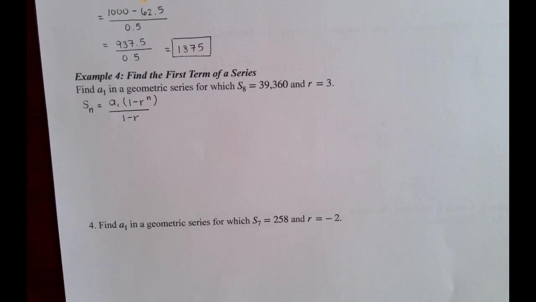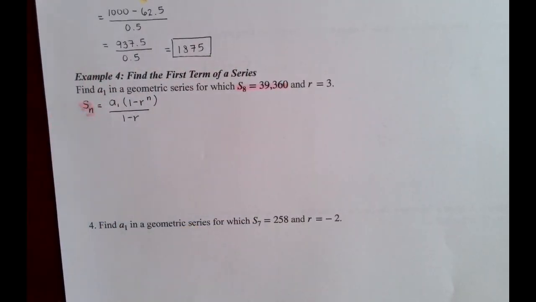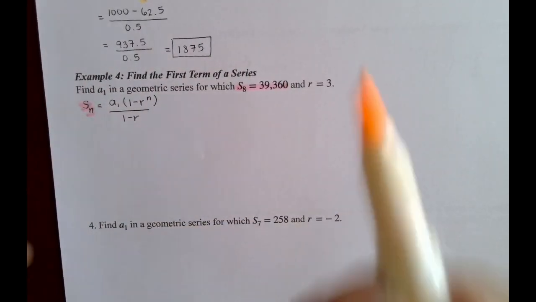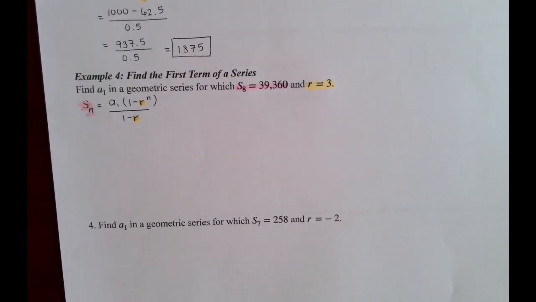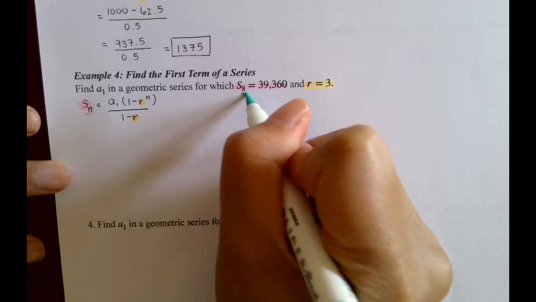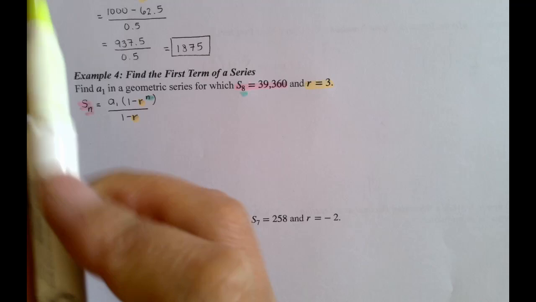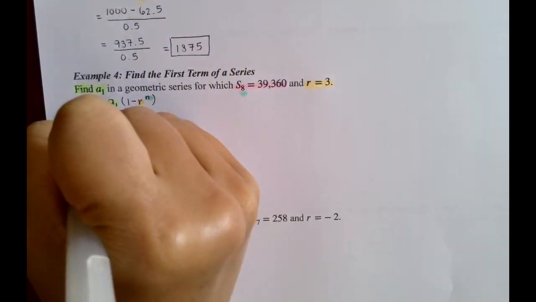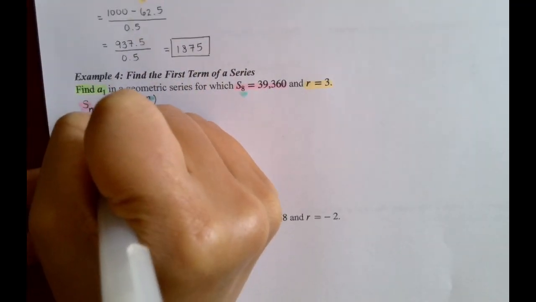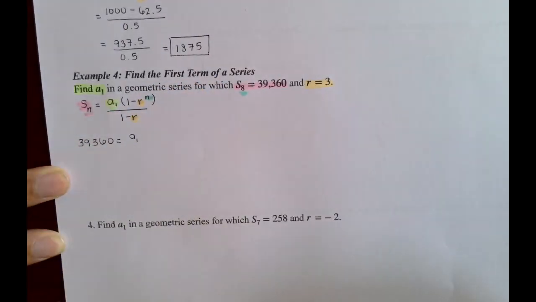Because I know what the sum is, and I know what the ratio is. And since this is s sub 8, I know that n is 8. All I need is to find a sub 1, so only the yellow here will be my unknown. Plugging in what I know, the sum of this series is 39,360. I'm going to find the first term, so it's going to stay as it is.